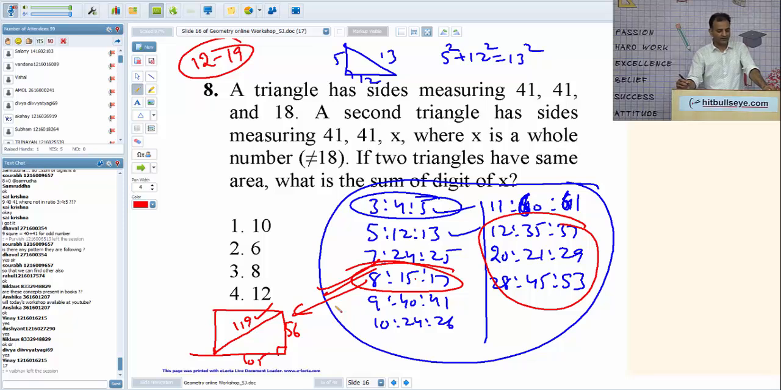Clear, friends? If it is given 78, then you should know 78 comes in the table of 13, 13 into 6. You can get all the three sides.